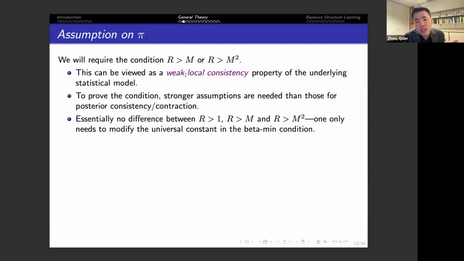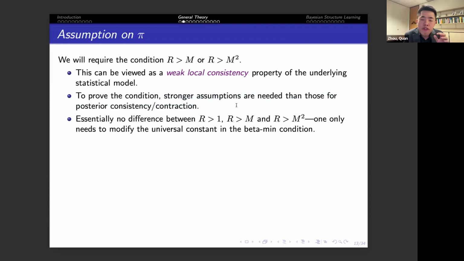And because this is a little bit stronger than global consistency, if you want to prove these conditions using high-dimensional statistical tools, then you will need to require a little bit stronger assumptions than those needed for posterior consistency or posterior contraction. But anyway, this has already been done in the literature for quite a few problems. And some of the literature has already been mentioned previously. For example, for variable selection, these assumptions are actually well studied.